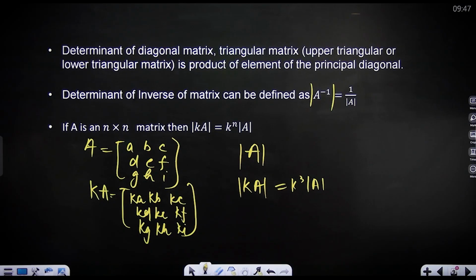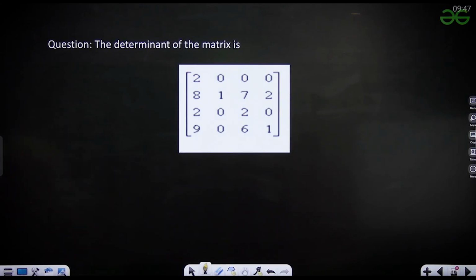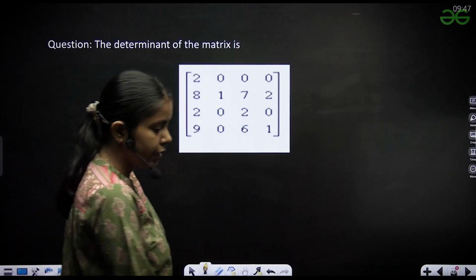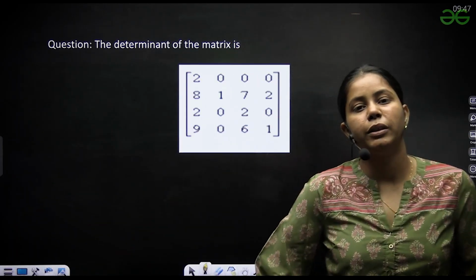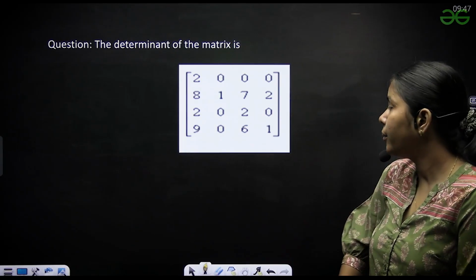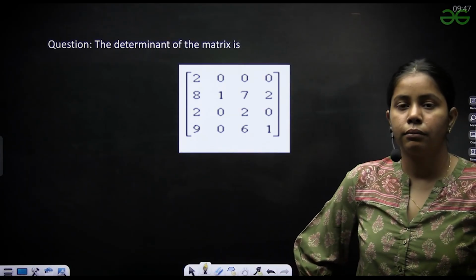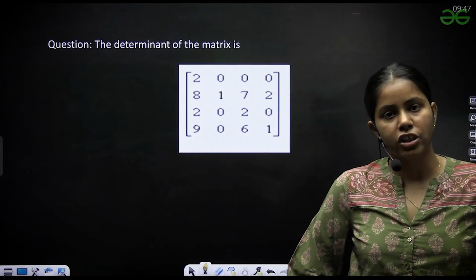Now let's see the next thing. Okay, so these are all the properties we have for the determinant of a matrix. And now we are going to solve questions based on that.